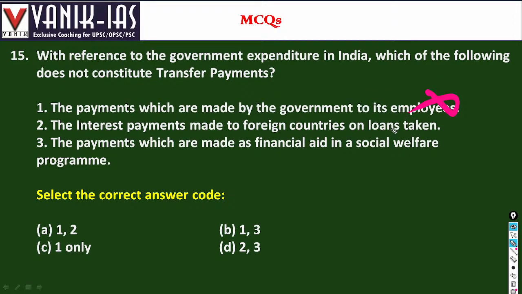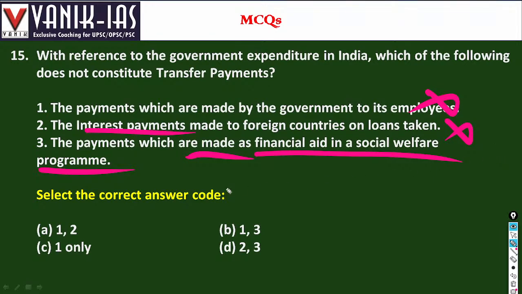The interest payment made to foreign countries on loans taken: yes, for interest payment you get some services, so this is also wrong. Payments made on financial aid and social welfare programs: we do not get any direct resources from those things, so those are transfer payments.